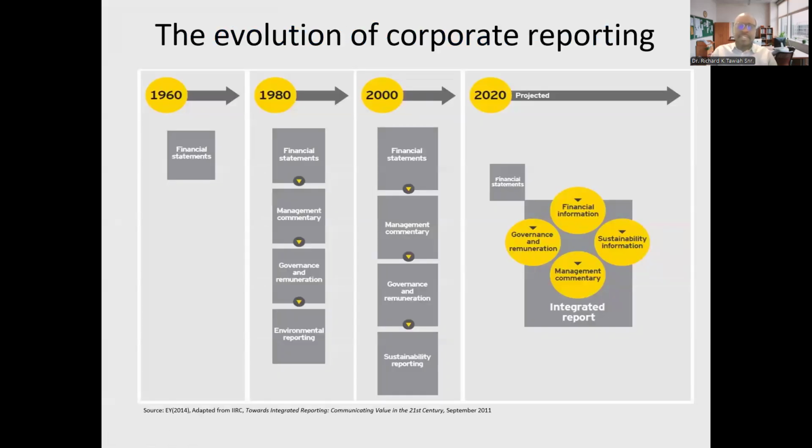Somewhere in the 1960s, we had the financial statement taking the airwaves and dominating all reporting platforms. Towards the 1980s, the financial statement incorporated the management commentary, also with governance and remuneration reports and environmental reporting. In the 2000s, you realize that we now added some elements of sustainability reporting. From 2020 to this time, the financial statements appear to be a bit smaller. You get more financial information, sustainability information, management commentary, governance and remuneration feeding into the integrated report.